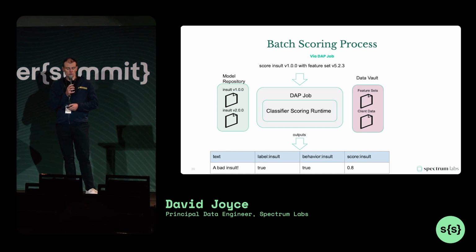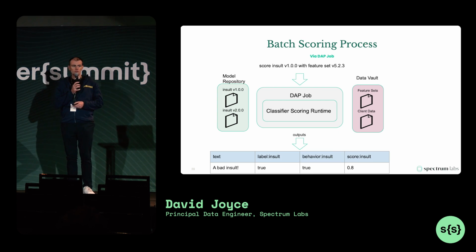We're using a tool called our DAP job. DAP stands for Data Acquisition Pipeline. It's basically a job that contains the same classifier scoring runtime that we have in our production real-time APIs, except we can invoke it in any ad hoc manner. So typically what happens is you'll provide the solution along with some configuration to the DAP job and specify a data set that you want to score it against.